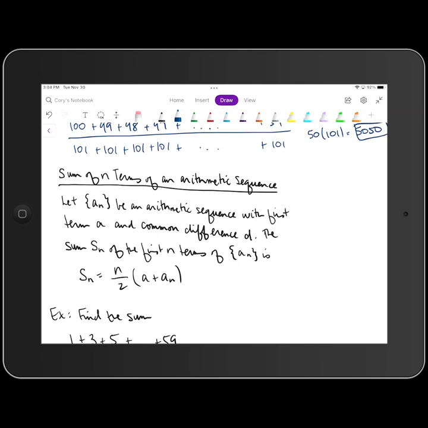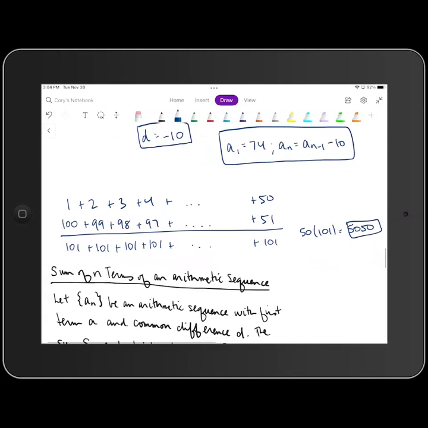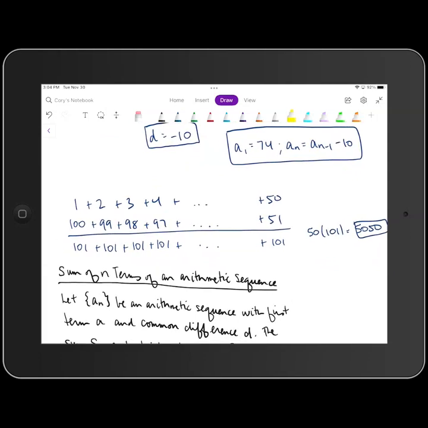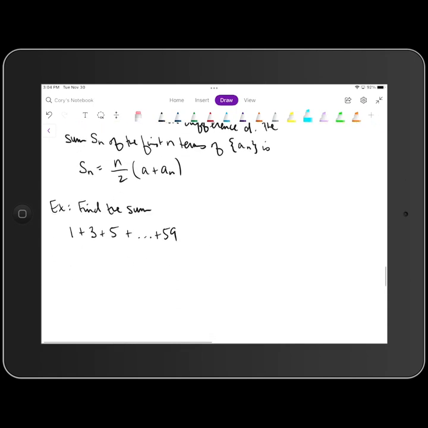And then we're multiplying that by the first term plus the last term, which is exactly what we did up above here. Okay, so this calculation that we performed, we took the number of terms, which is 100, we divided that by 2 to give us 50. And then we multiplied that by the first term plus the last term. So 100 plus 1 gives us 101. And then we multiplied those two things together to give us our sum.